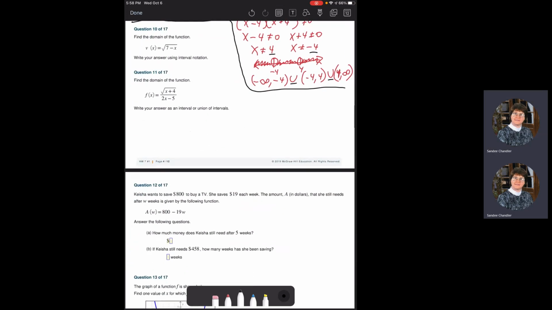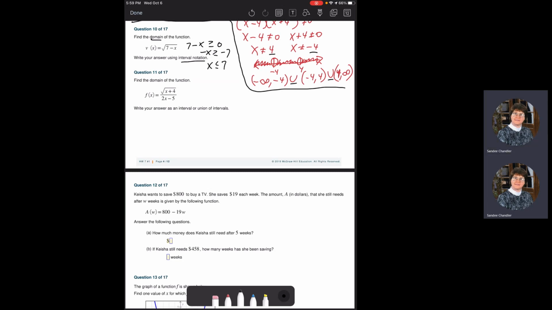Domain is hugely important, so that's why we get to do so much domain work here. Again, we're going to find the domain, and we're going to use interval notation. With square roots, we just have to remember that the part underneath, 7 minus x, has to be greater than or equal to 0. But we can subtract the 7 from both sides, and we get minus x is greater than or equal to negative 7. Divide by negative 1. Remember, we talked about that. Change the sign around. X is less than or equal to 7.